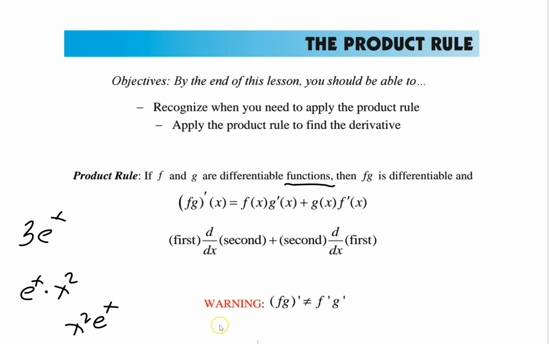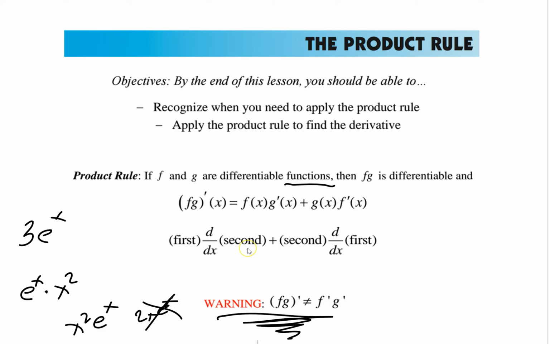Keep in mind, I cannot stress this enough. People start getting lazy. They take the derivative of this, they just take the derivative of each one. That's not how it's done. This is not 2x e to the x. It's a product rule. We have to follow the formula.